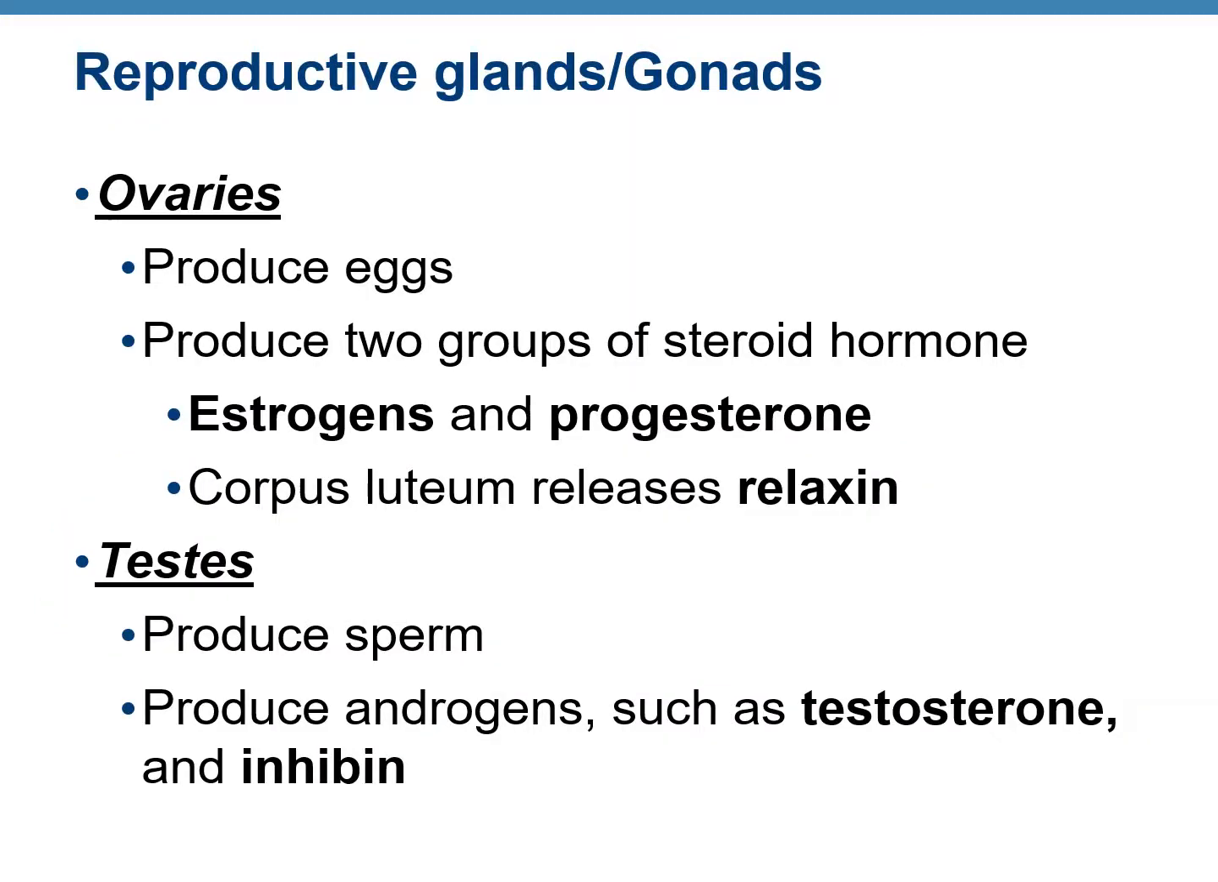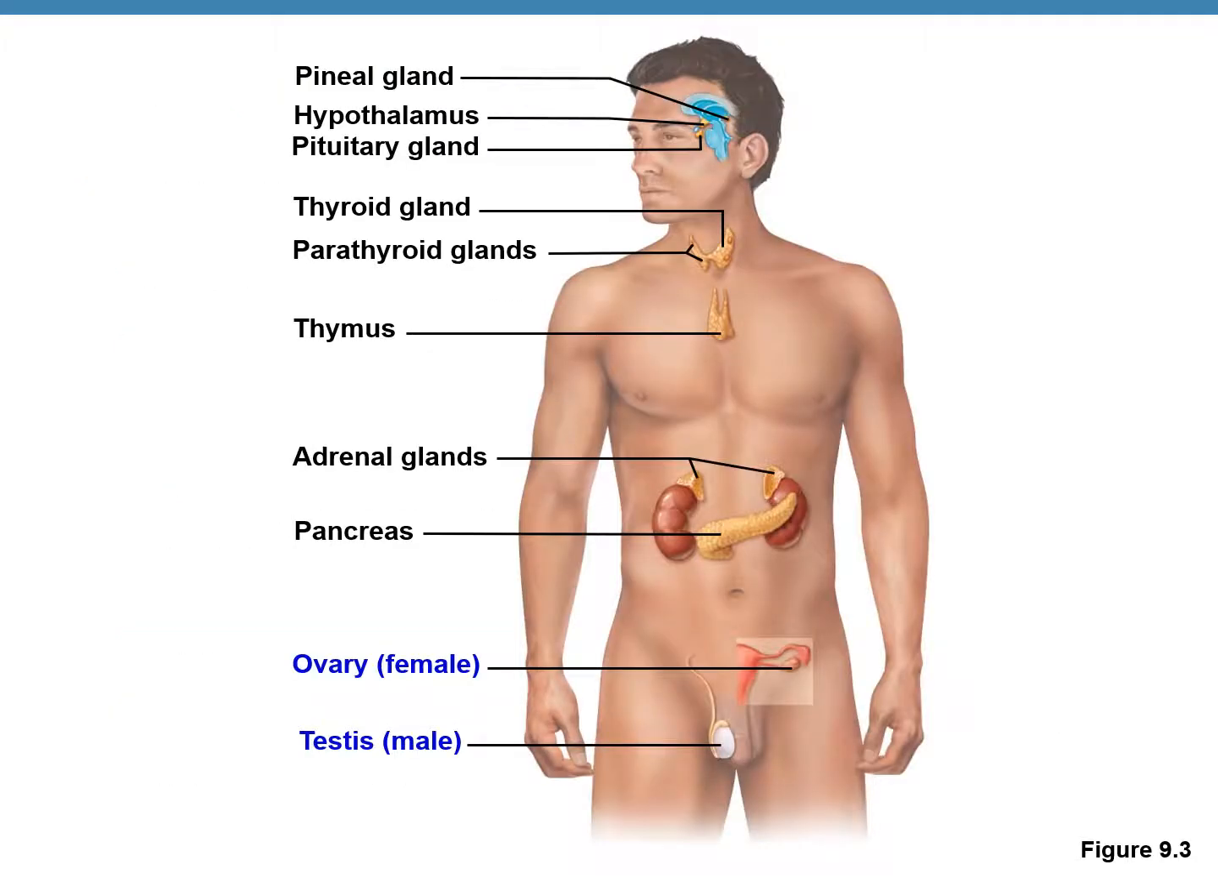Moving on to gonads or reproductive glands. There are two types of gonads: ovaries in females and testes in males. Ovaries produce oocytes or eggs and also produce several hormones such as estrogens, progesterone, and relaxin. The testes' main function is production of sperm. It also produces male hormones such as androgens, testosterone, and inhibin. The figure shows the location of the ovary and testis.